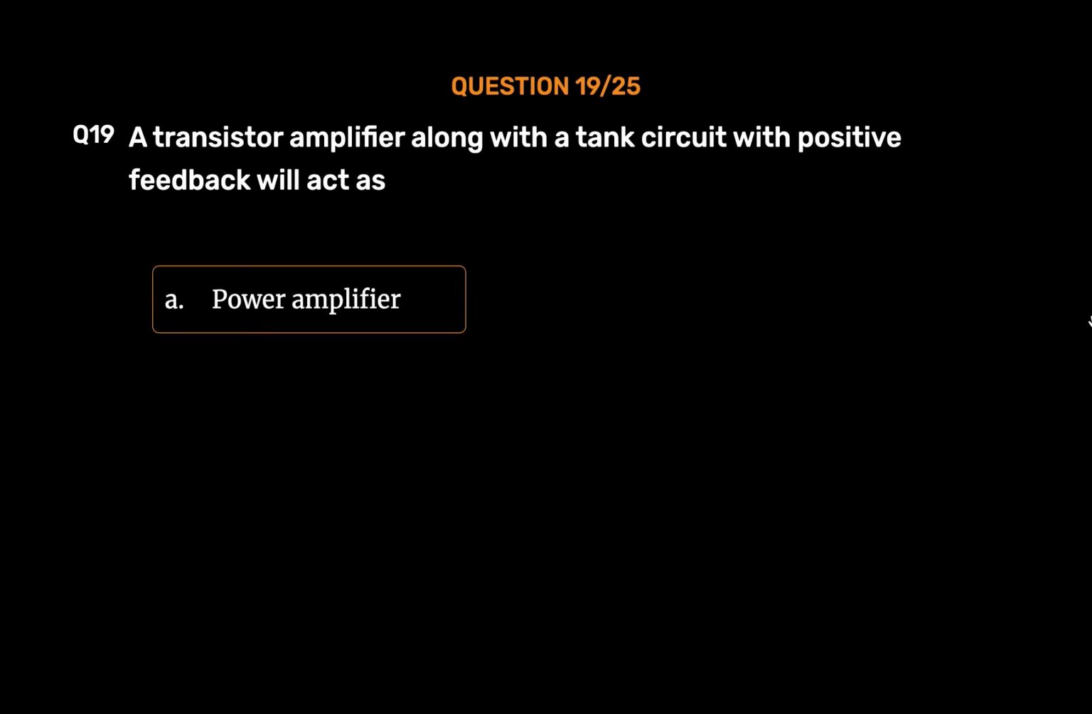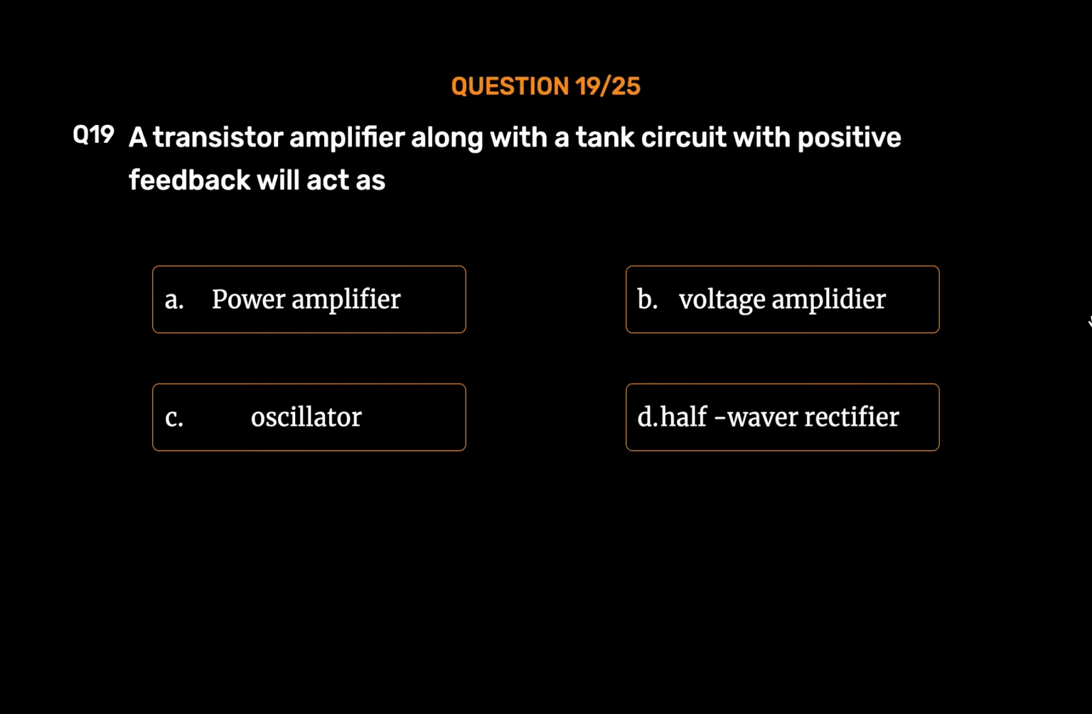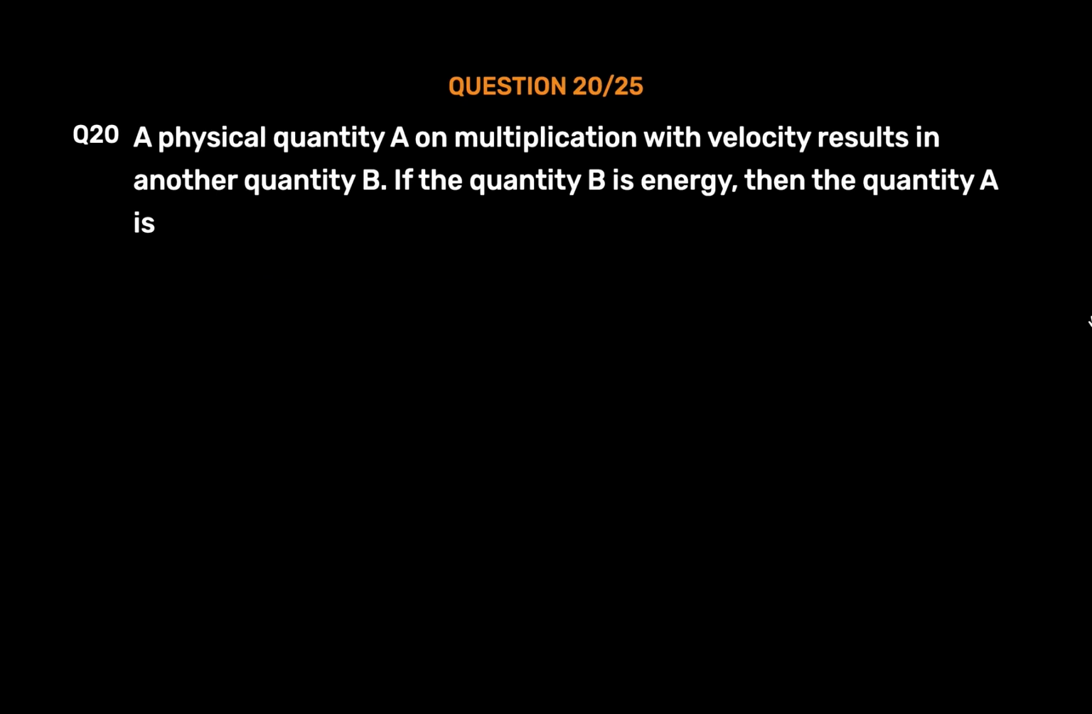Power amplifier. Option B. Voltage amplifier. Option C. Oscillator. Option D. Half-wave rectifier. The correct answer is option C. Oscillator. Question number 20. A physical quantity A on multiplication with velocity results in another quantity B.